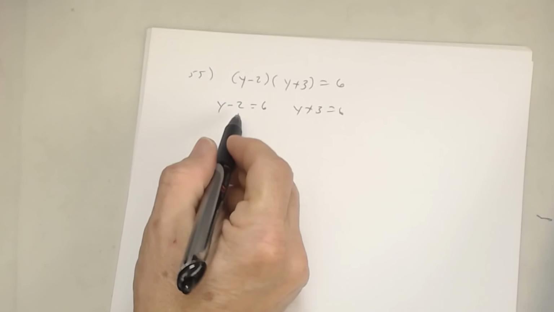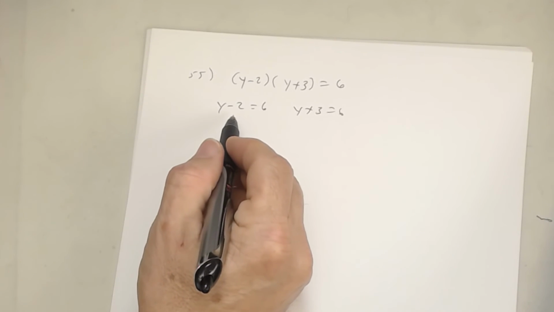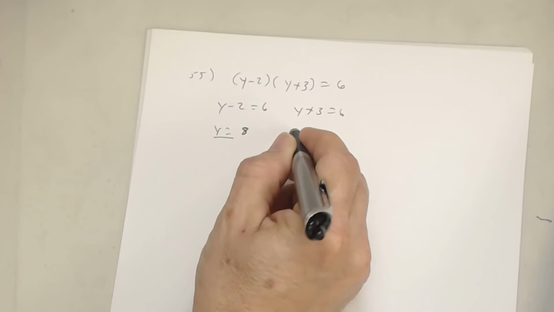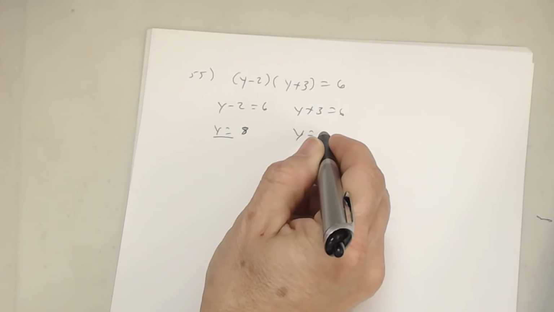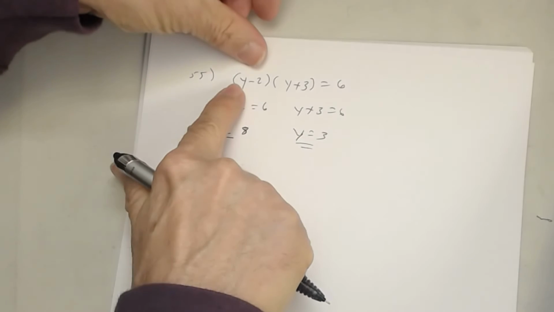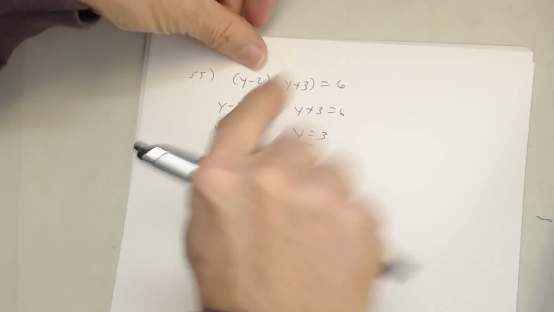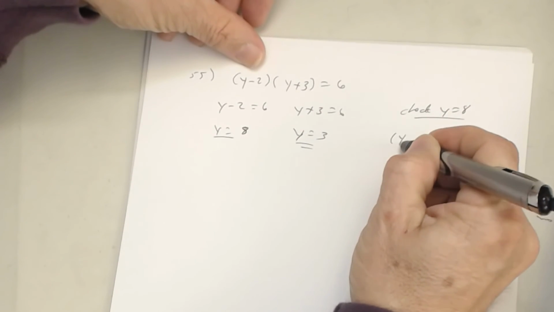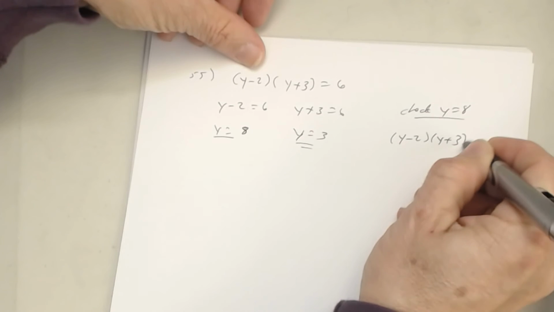And then you're going to solve for y. So y would be what here? 8. And here? 3. But let's check our solutions. So you go back to the original, where we see the variable y, you plug in those numbers, correct? Let's do 8 first. Go back to the original now. That's where you must always go back to. So let's check y equal 8. We have y minus 2 times y plus 3 is equal to 6.